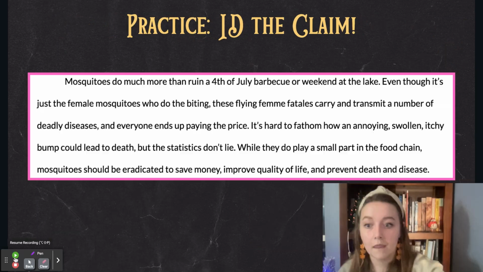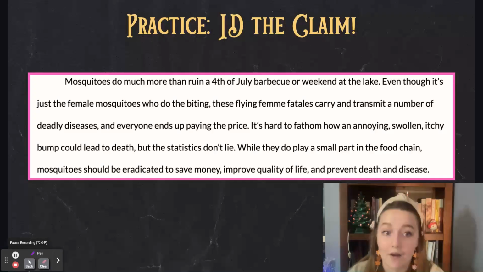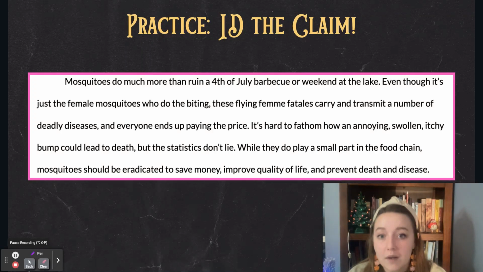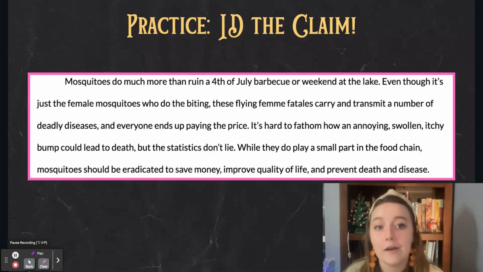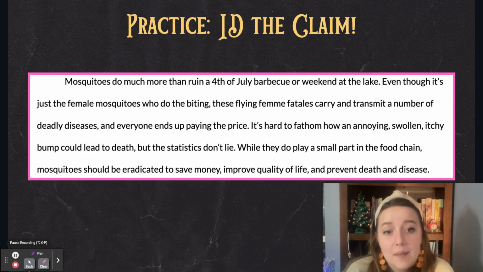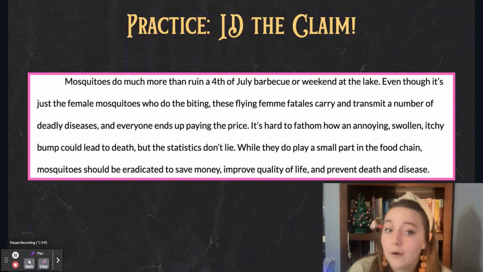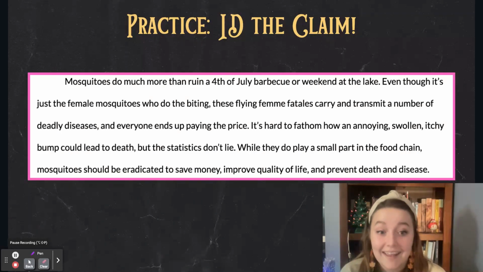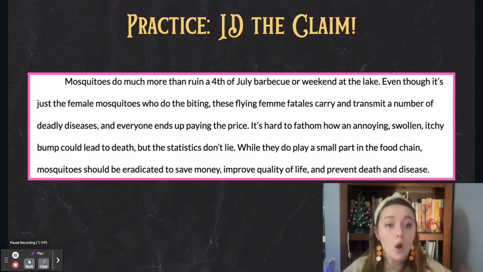All right. So I want you to practice by identifying the claim in this introductory paragraph of an argumentative essay. Mosquitoes do much more than ruin a 4th of July barbecue or weekend at the lake. Even though it's just the female mosquitoes who do the biting, these flying femme fatales carry and transmit a number of deadly diseases, and everyone ends up paying the price. It's hard to fathom how an annoying, swollen, itchy bump could lead to death, but the stats don't lie. While they do play a small part in the food chain, mosquitoes should be eradicated to save money, improve quality of life, and prevent death and disease. So, where in this is our claim?